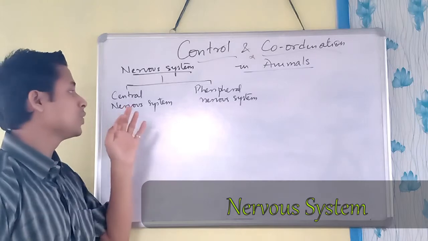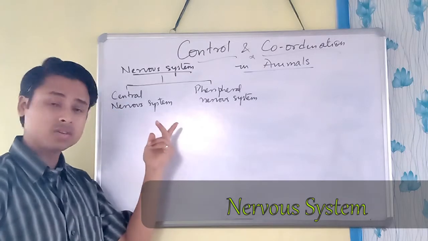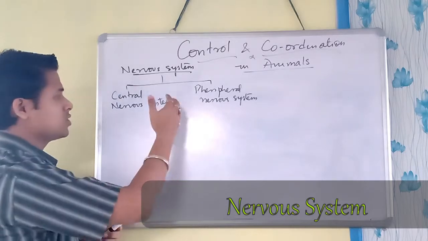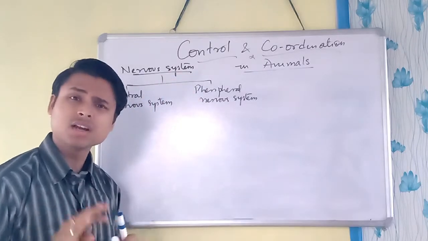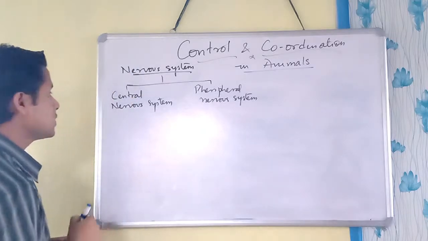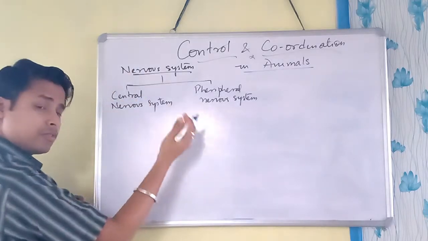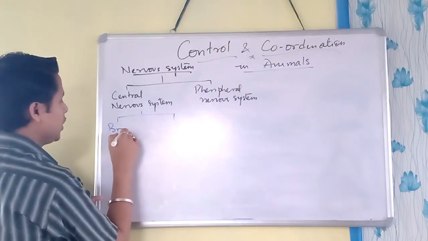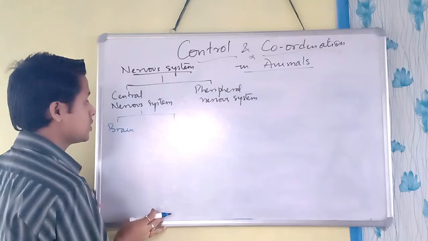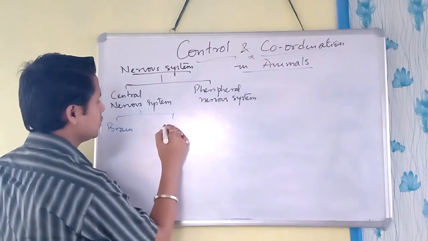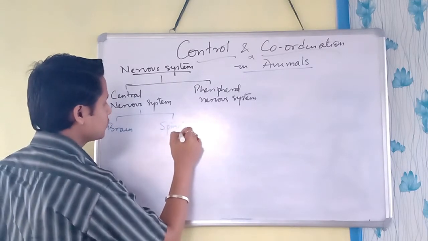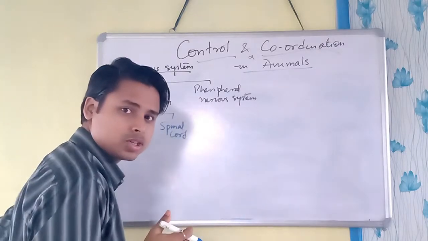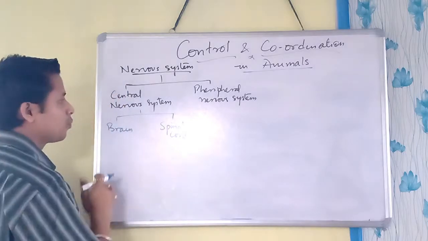The nervous system is classified into central nervous system, peripheral nervous system, and many more, but here we will only see the central nervous system and the peripheral nervous system. This central nervous system is further classified into two categories. One is the brain, which comes under the central nervous system, and then the spinal cord, right? The brain is here, and the spinal cord is present inside the backbone, right?